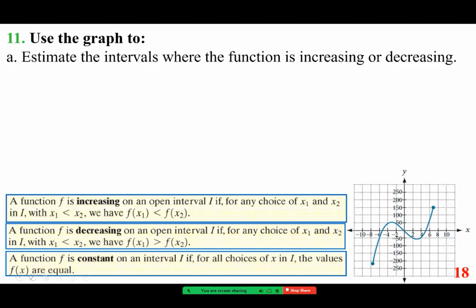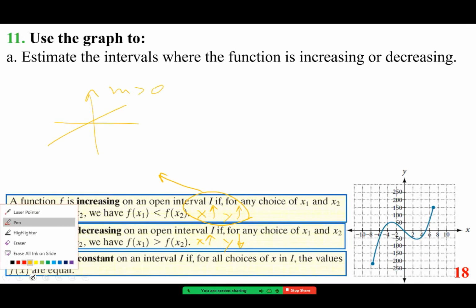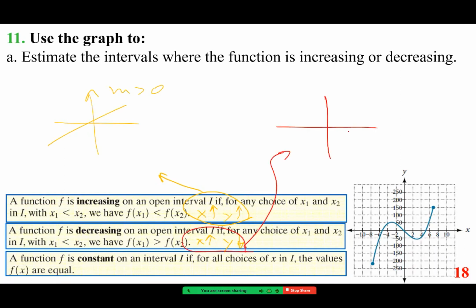So what do we mean by that? I want to make sure that we understand it in very simple language. As we go from left to right, everybody knows x gets larger. If the y value gets larger also, we say it's increasing. As we go from left to right, x gets larger, and if y gets smaller, it's decreasing. One simple example for each one. For this one, remember the line with a positive slope. For this one, remember the line with a negative slope. And constant means a horizontal line.